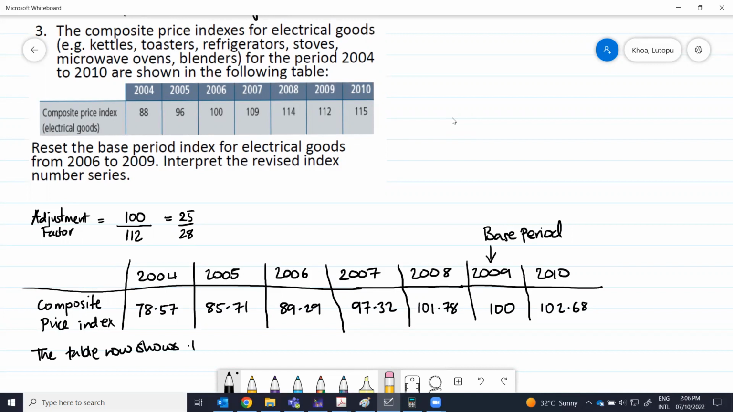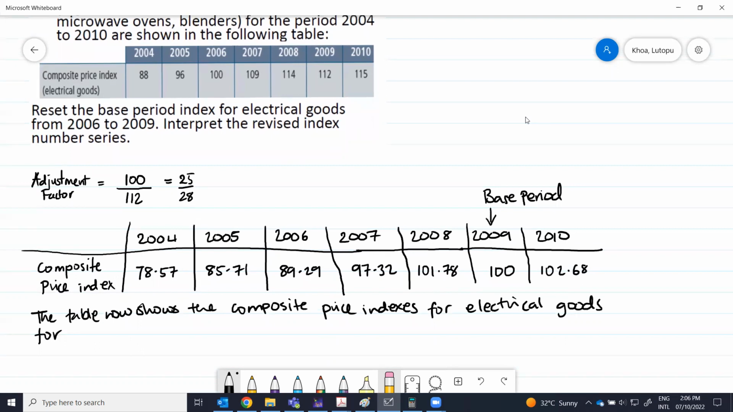So the table now shows the composite price index for electrical goods for the period 2004 to 2010 with 2009 as the base period or the base year. Okay, so that's basically all that means.